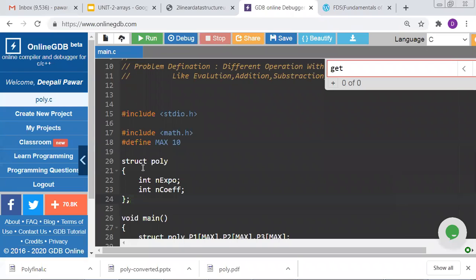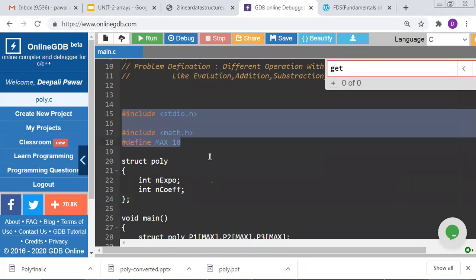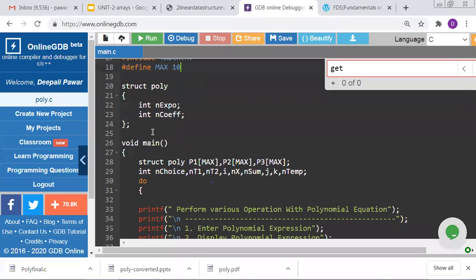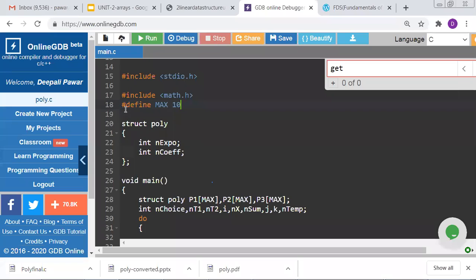Okay, now just concentrate. We are declaring the header file here. I am declaring stdio because I am implementing the program in C language, and math.h because I have to perform the evaluation operation on the polynomial. That's why the math.h header file is required. Then I am declaring a macro here, that is hash define MAX. This is one syntax, it is called a macro. MAX is the name of a variable, I passed it the value 10. This means throughout the program, when I use the MAX variable, meaning I am representing the size, the size will always be 10.